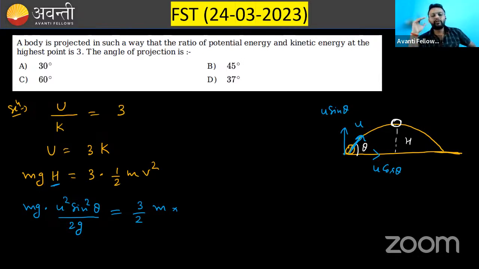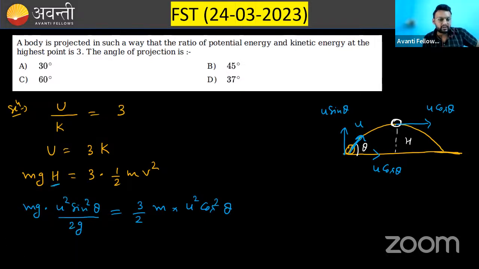At the highest point, which velocity will the particle have? It will have only horizontal velocity. So at the highest point, it will have only horizontal velocity, and that velocity is u cos theta. Is it clear? So what will be the velocity at the highest point? You will say u cos theta, and if you square it, it will become u square cos square theta.